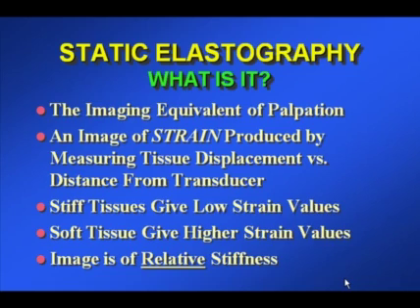It's basically the imaging equivalent of palpation, and it represents an image of tissue strain which is produced by measuring tissue displacement as a function of distance from the transducer applying the compression force to the tissue. When you apply compression to tissues, stiff tissues give low strain values and soft tissues give higher strain values. You can think of a strain value as the amount of displacement of the tissue related to the distance of the tissue. In soft tissues, the tissue near the transducer or the compressor displaces more than the tissues further away, whereas with stiff tissues, the tissues near the transducer and tissues further away from the transducer displace the same amount.